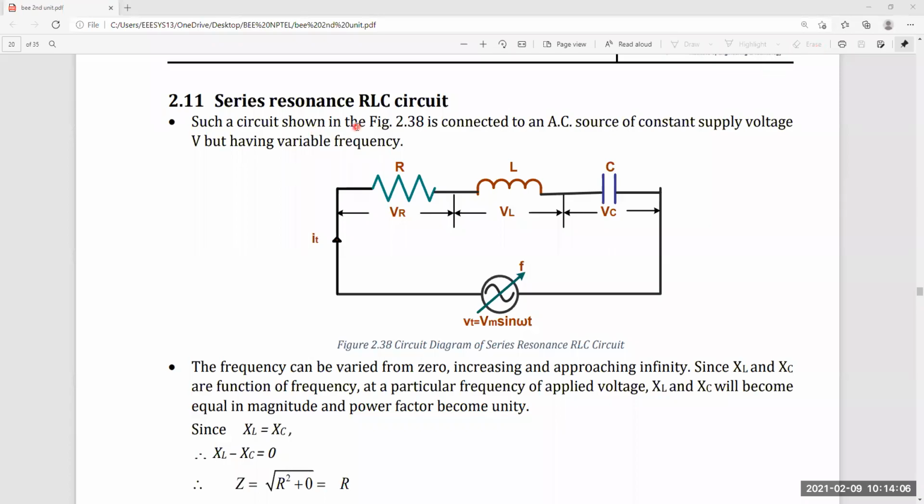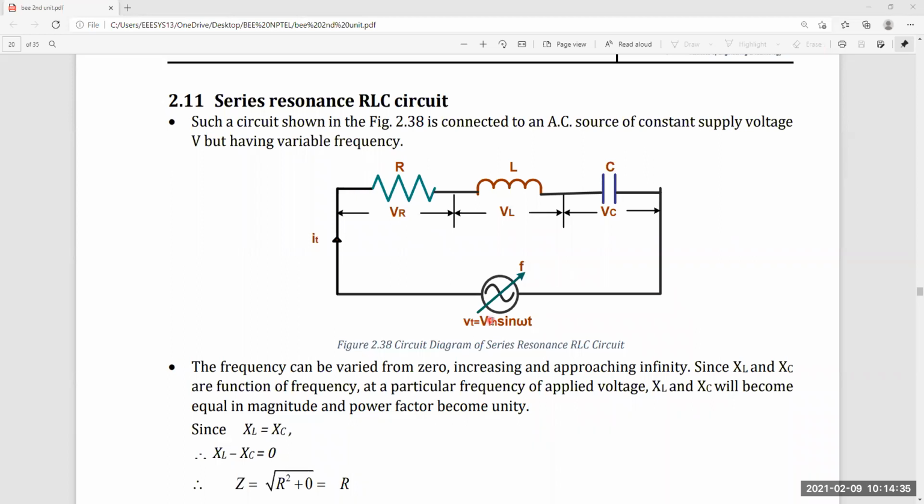Series resonance RLC circuit. So we have the voltage across the resistor VR, voltage across the inductor VL, and voltage across the capacitor VC. Under resonance condition, the voltage across the inductor is equal to the voltage across the capacitor. That is, VL is equal to VC. Under resonance condition, the total voltage is nothing but the voltage across the resistor.